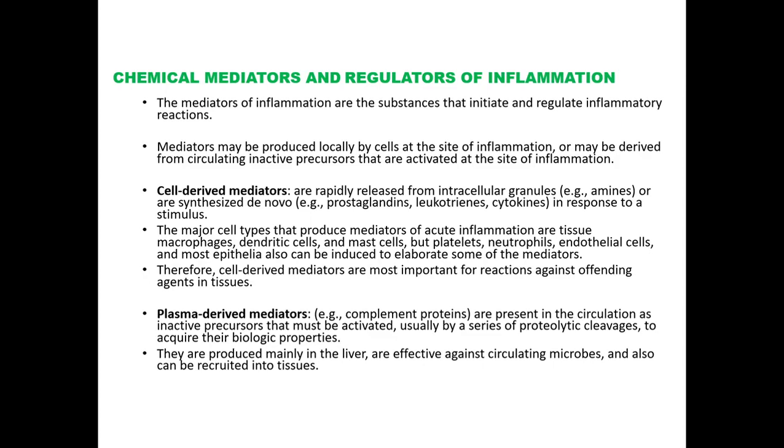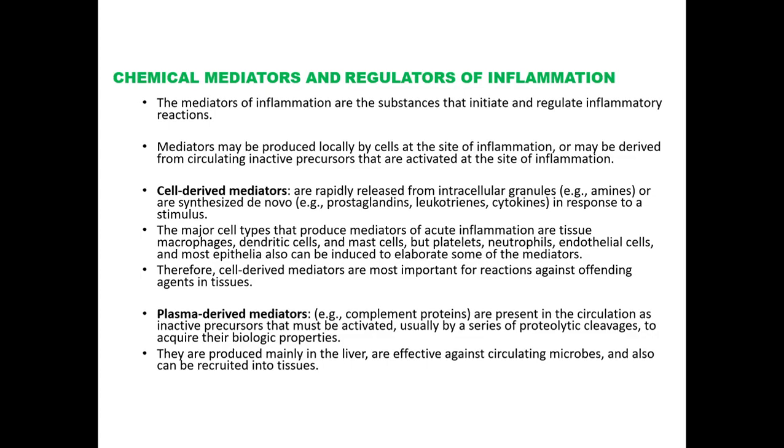Chemical mediators and regulators of inflammation. The mediators of inflammation are substances that initiate and regulate the inflammatory reaction. These may be produced locally by the cells at the site of inflammation or may be derived from circulating inactive precursors that are activated at the site of inflammation. The cell-derived mediators are rapidly released from intracellular granules, such as amines, or they are synthesized de novo, like prostaglandins, leukotrienes, and cytokines, in response to the stimulus.